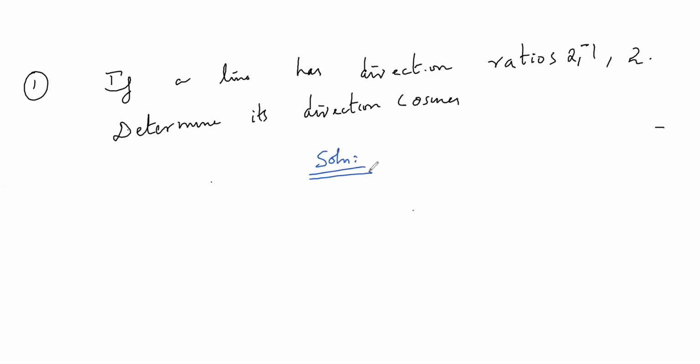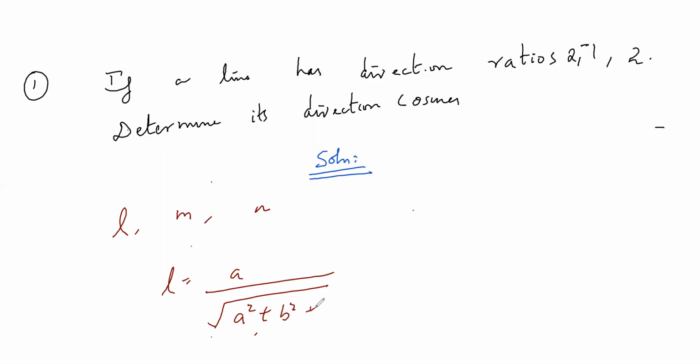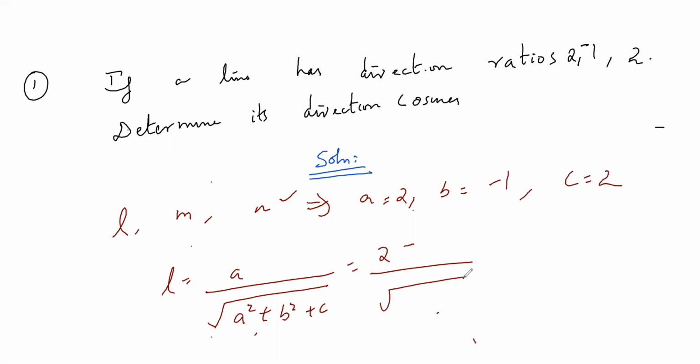Solution for this. What is the direction cosine? l, m and n. What is l? l is equal to a by root of a square plus b square plus c square. And what are my a, b and c? a is 2, b is minus 1 and c is 2. So what is my l value? 2 divided by root of 2 square plus minus 1 the whole square plus 2 square.